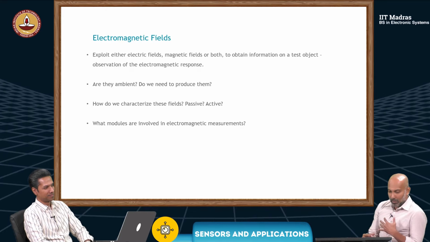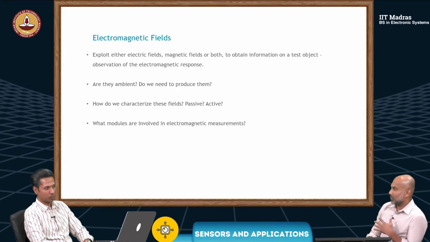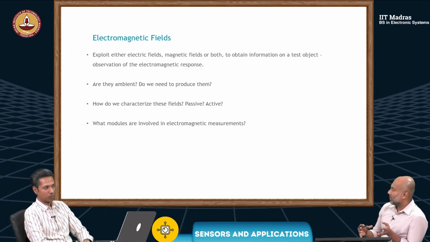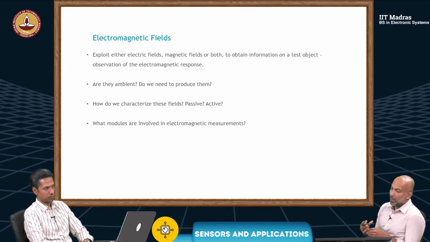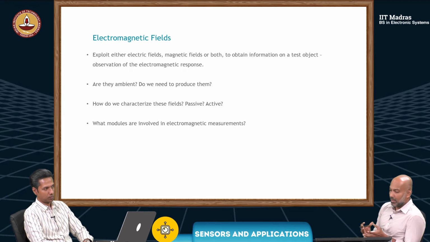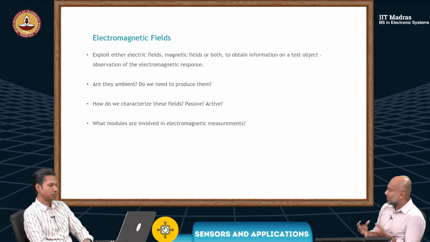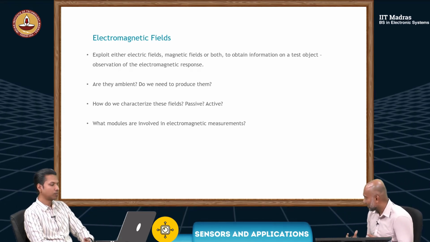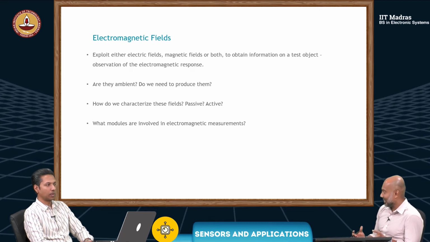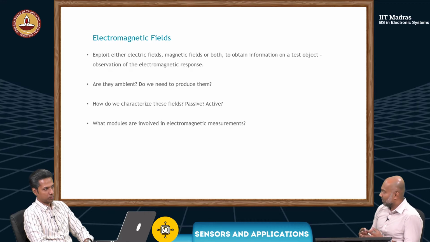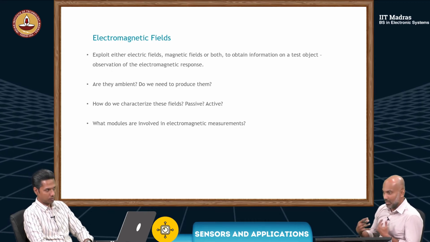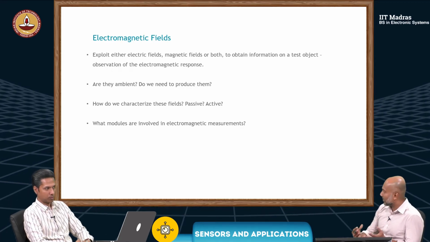So if you're thinking about electromagnetic fields, you're thinking about either exploiting electric or magnetic fields or a combination of both to obtain information about something. Or you want to sense something, you want to see the response of that certain object of interest when you have, let's say, electromagnetic fields. It's either magnetic, electric, or electromagnetic.